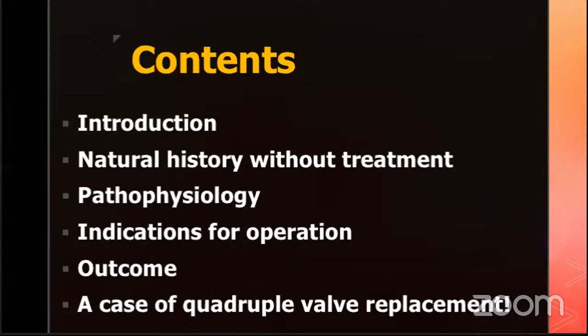If we have multiple valve disease with no timely intervention, what would happen? Then pathophysiology, and in the pathophysiology, there are three systemic diseases that commonly cause multiple valve disease that we will talk about in brief. Then we will go to indications for operation, quoting from the American Heart Association and American College of Cardiology 2014 and 2020. The outcome of multiple valve disease, and then we will present a case of quadruple valve replacement. All of this information was prepared based on STS database information.